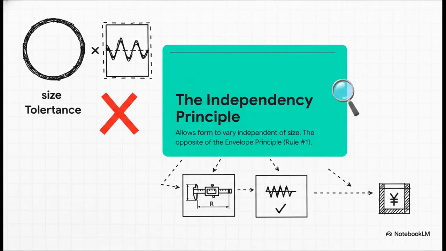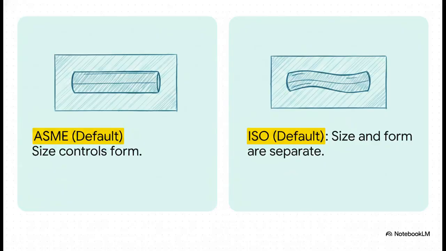Okay, now let's flip over to the other side, the ISO default. This is called the independency principle, and it's the exact opposite of what we just talked about. By default, ISO says a part's size tolerance and its form tolerance are two totally separate things. They're independent. They have zero relationship with each other unless you go out of your way to add a specific symbol on the drawing to link them. So let's make this super clear.